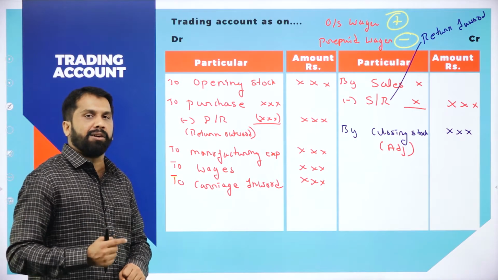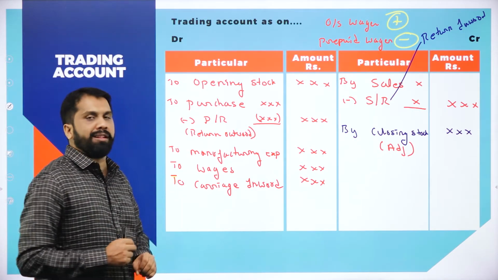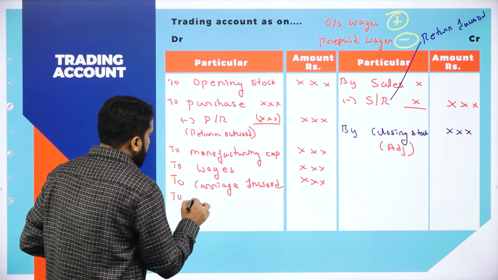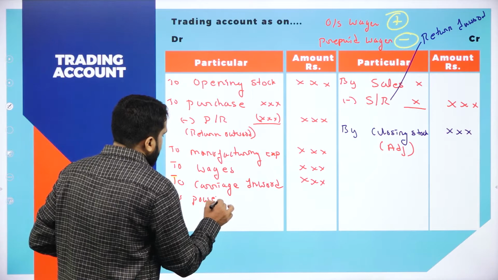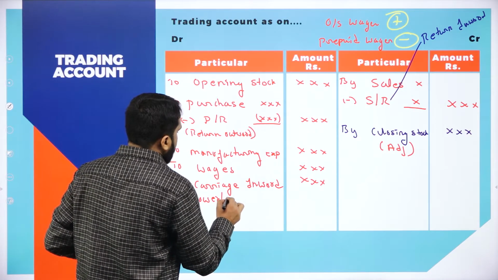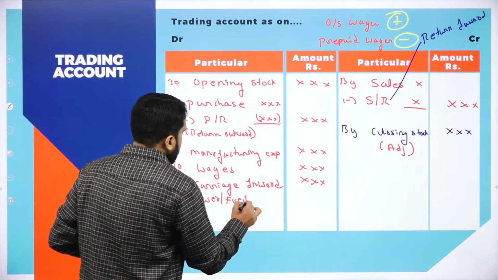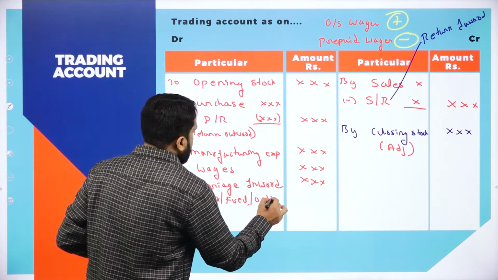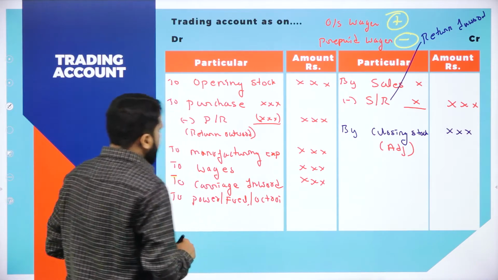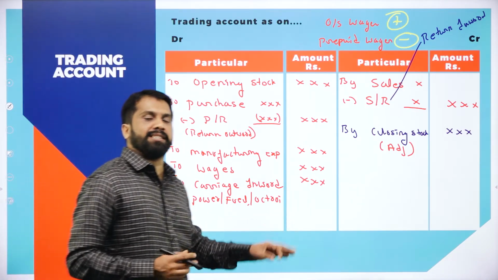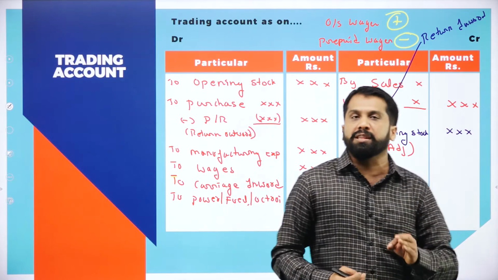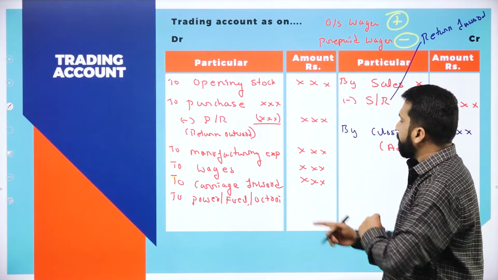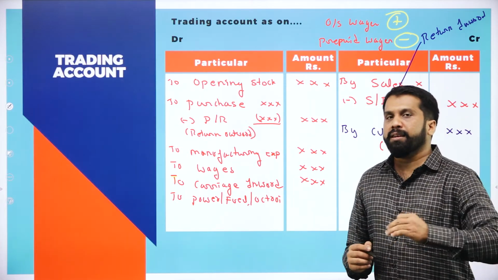Along with this, normally these are the only things you will get. You may also get power charges or fuel or octroi. Normally you will not get these things. Power, fuel, octroi, normally you will not get. If you do get them, it is simple: you write them on the debit side of the trading account.